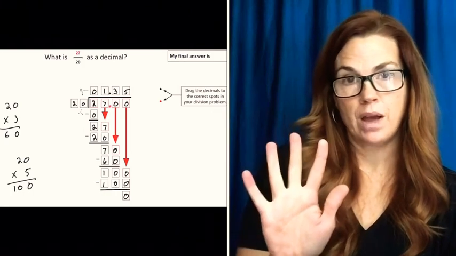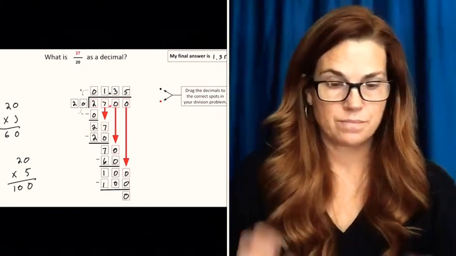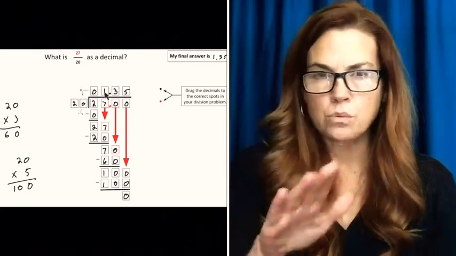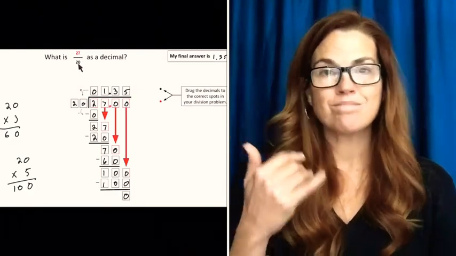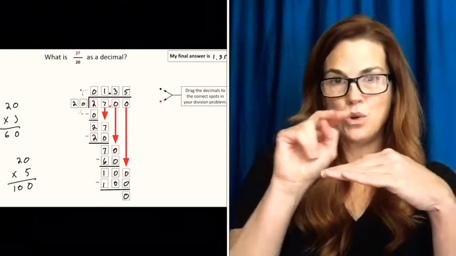So I'm going to write that up here, 1 and 35 hundredths. Okay, and the reason that we have a whole number here in front of my decimal is because the top number, the numerator, is larger than my divisor. If this number is ever bigger than what I'm dividing by, I'm going to have a whole number.